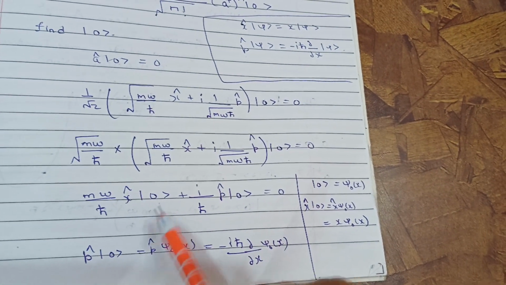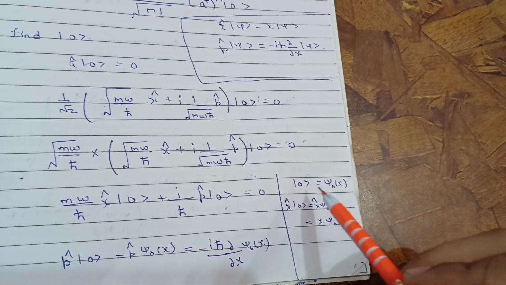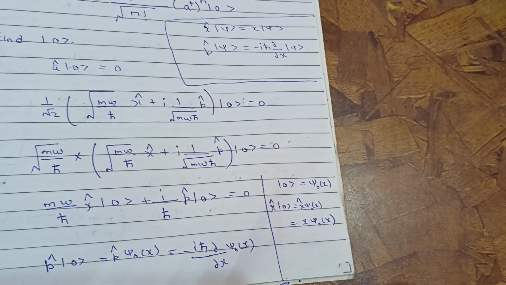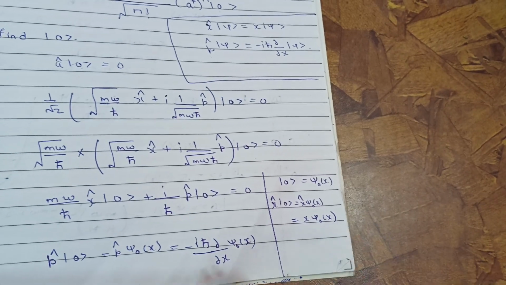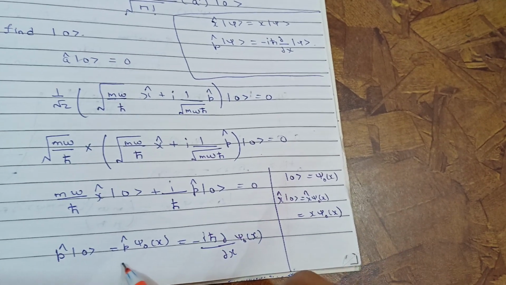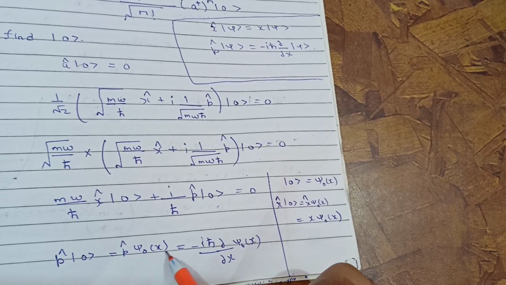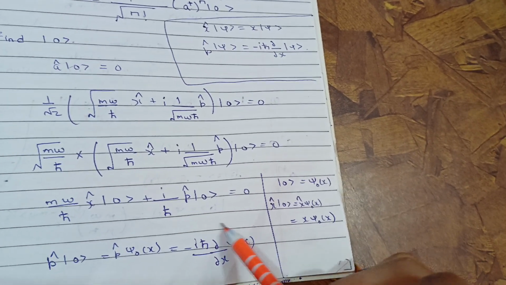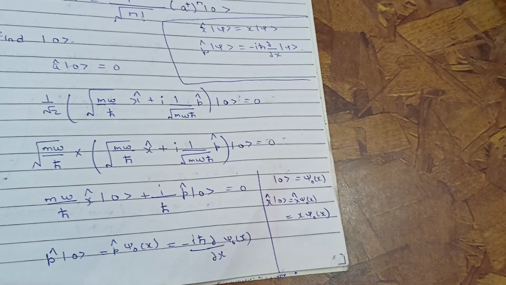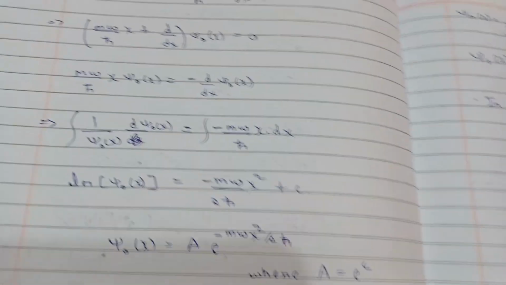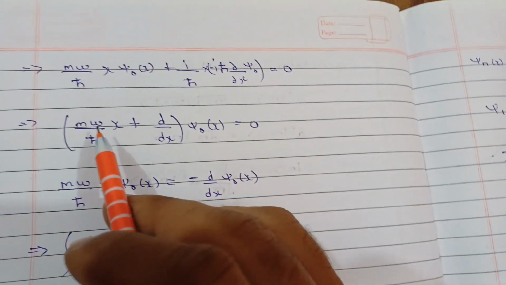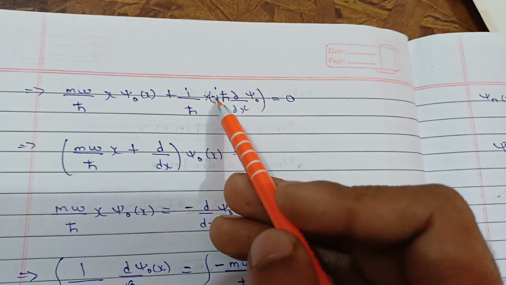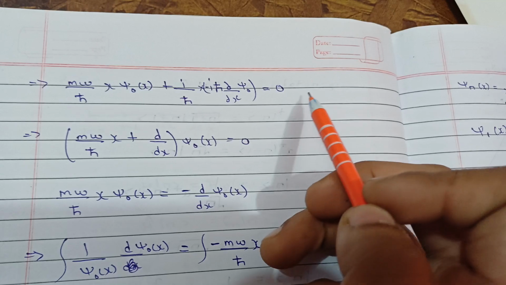Now x operating on |0⟩, you know, will give you x psi, since this is our ground state. We are denoting it psi 0. So it will give you x psi 0, and p operating on psi 0 will give p psi 0, and p is nothing but minus i h cut del by del x psi 0. So we'll substitute these values in this expression. Then we will get m omega by h cut x psi 0 plus i by h cut multiplied by minus i h cut del by del x psi 0 is equal to 0.